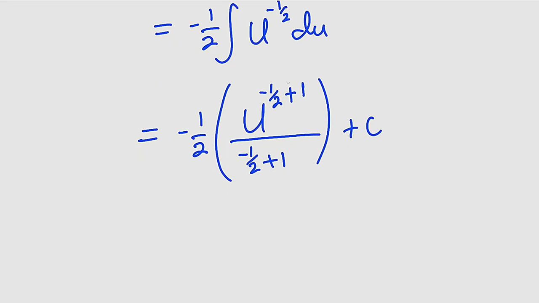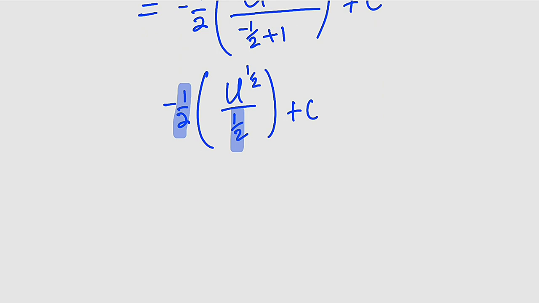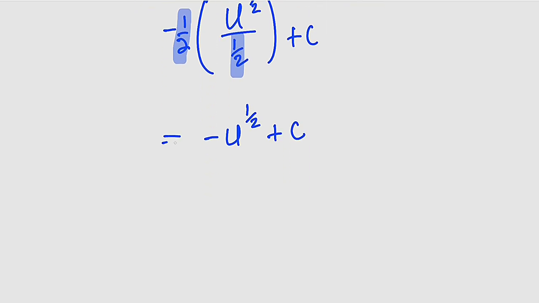Now let us simplify. If you add this, you're going to have ordinary 1 over 2. So this is negative 1 over 2 multiplied by u to the power of 1 over 2 divided by 1 over 2 plus c. And from here we can cancel this 1 over 2 with this 1 over 2 once you multiply, right? Because 1 is to the bottom and 1 is to the top. So we only have negative u to the power of 1 over 2 plus the constant of integration. And this is equal to negative the square root of u plus c.